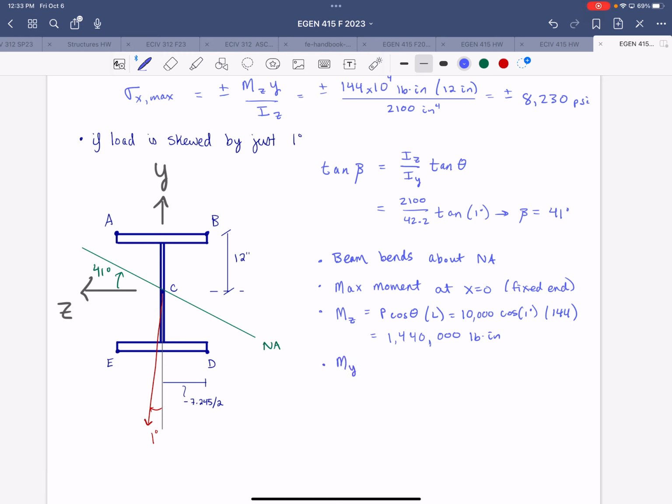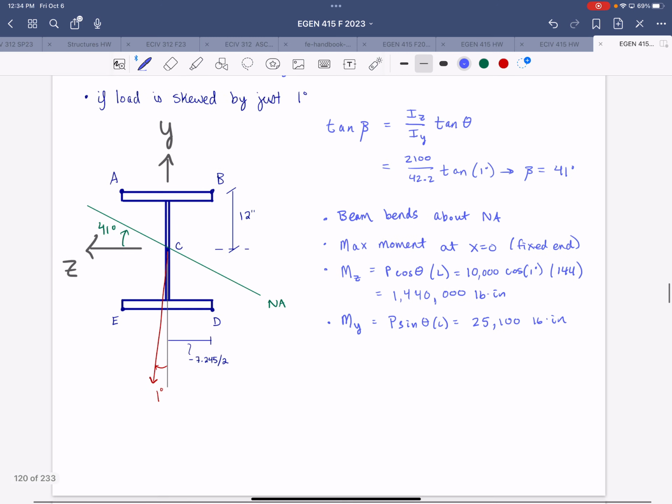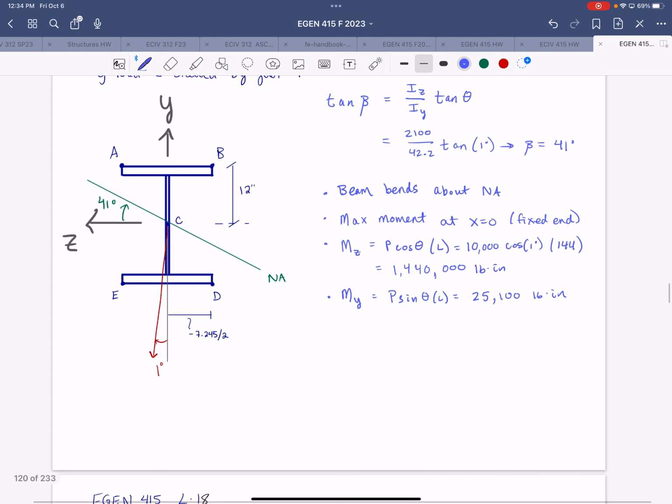The moment about Y, however, will not be insignificant. P sine theta times L. I'm not going to repeat all that. I'll just put the number out there. So that's going to be 25,100 pound inches. All right, so not only do we have basically the same moment about Z causing that stress, we have a decent moment about Y now as well that will add to stress on the cross section.